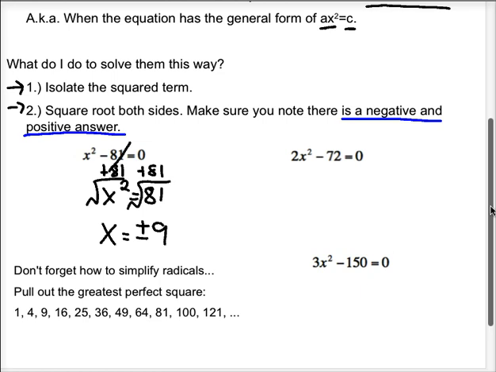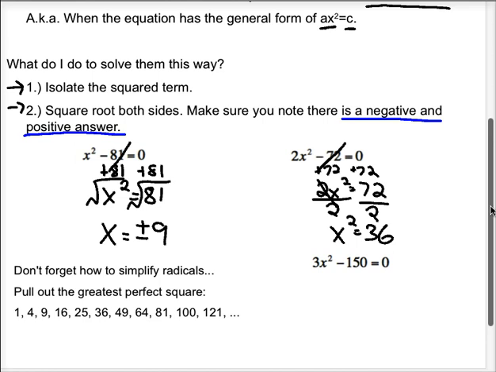All right, our next one. Again, the goal is still first, isolate the squared term. So I'm going to add 72 to both sides. Now this one has an additional step. My squared term still isn't by itself quite yet. Now we're going to have to divide by 2 first. So I divide both sides by 2. So I get x squared equals 36.